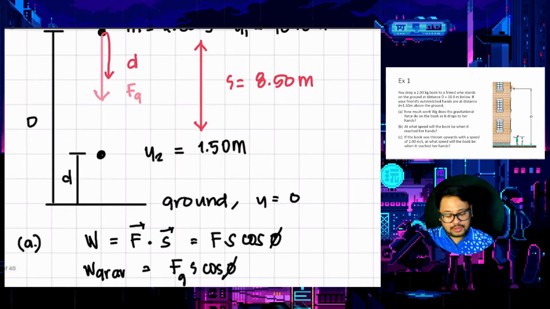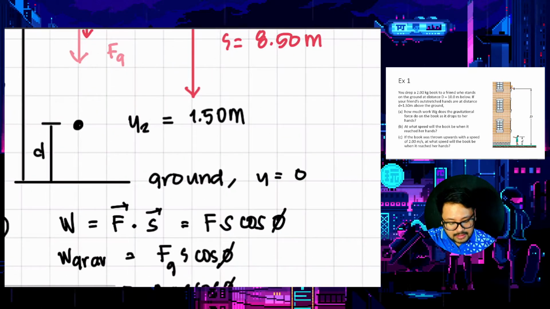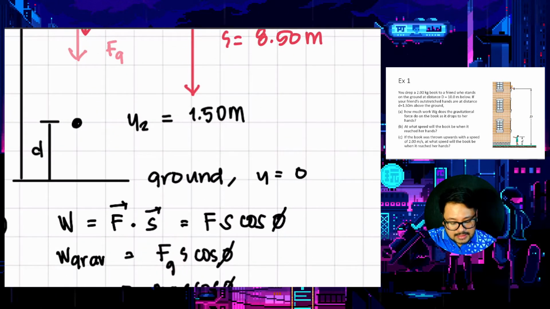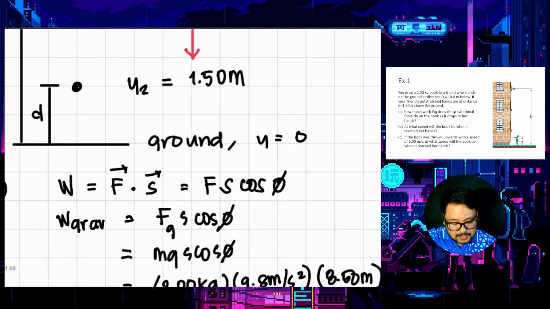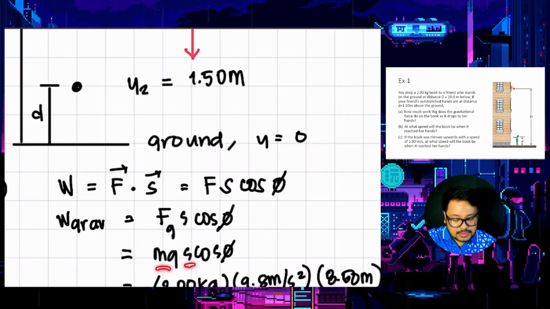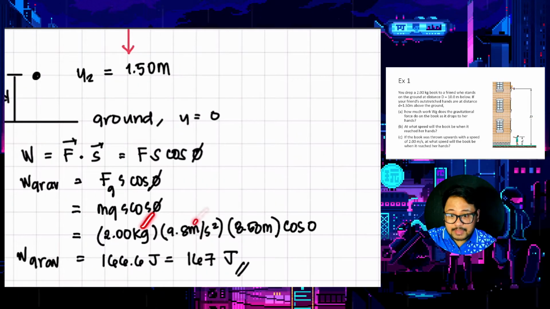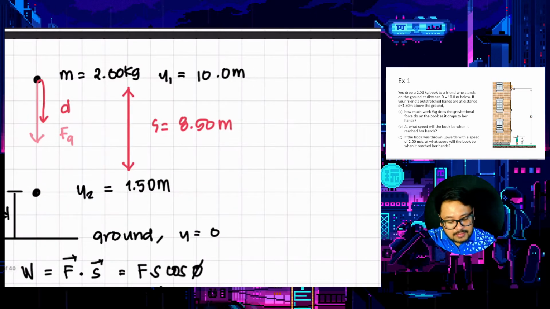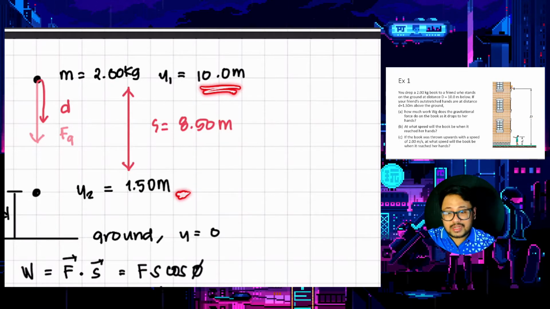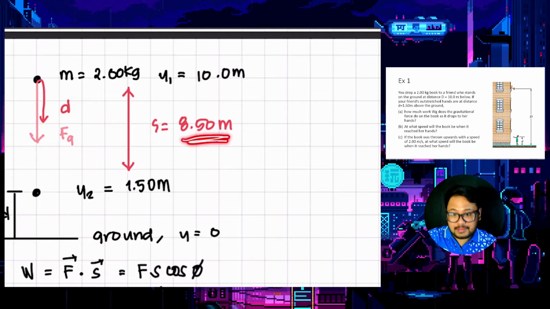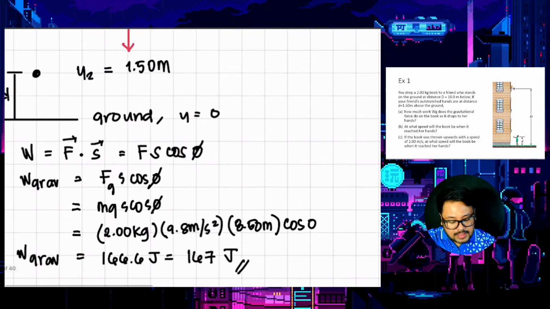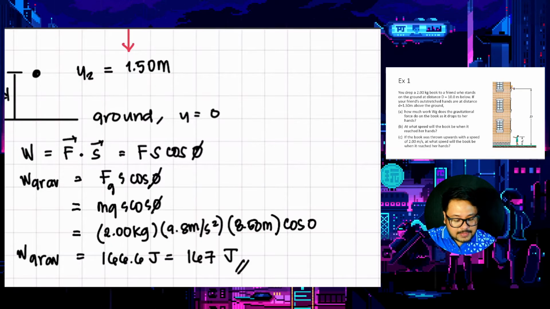Okay, so going back, we now have this work. Since we're after the work done by gravity, that is just the force of gravity times the distance the book traveled times cosine phi. So that is just basically mg times the displacement times cosine phi. Now, mg, that's just 2 kilograms times 9.8 meters per second squared. And then the distance that it traveled, it is coming from 10 meters, y1, going to y2, that's 1.50 meters. So getting the difference between them, you'll get 8.50 meters. So the distance that it will travel is 8.50 meters times cosine 0.